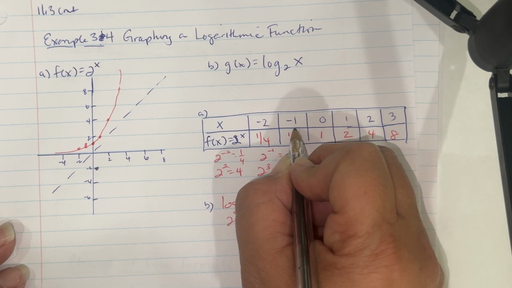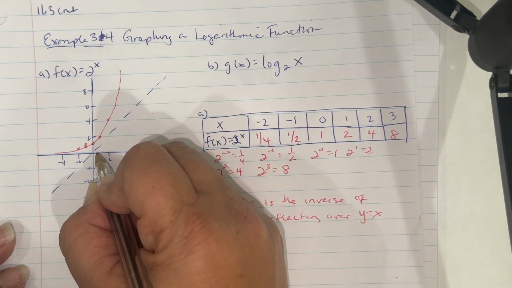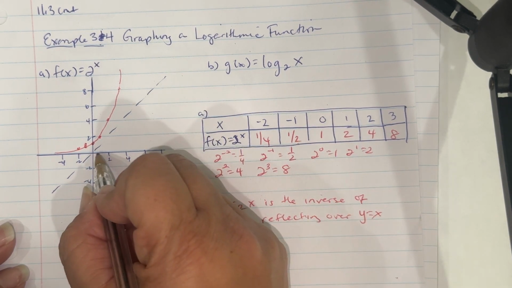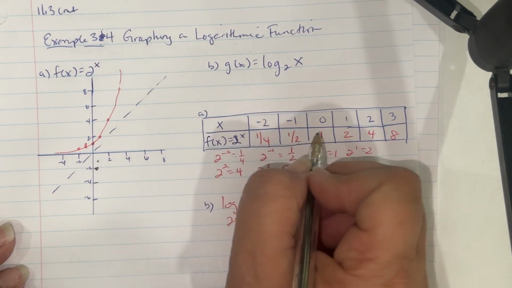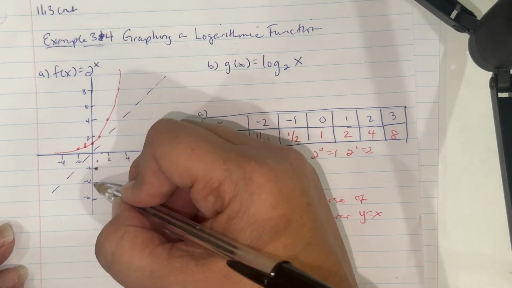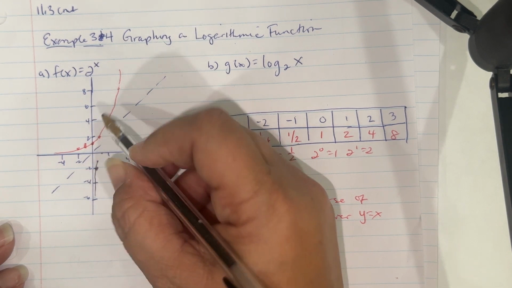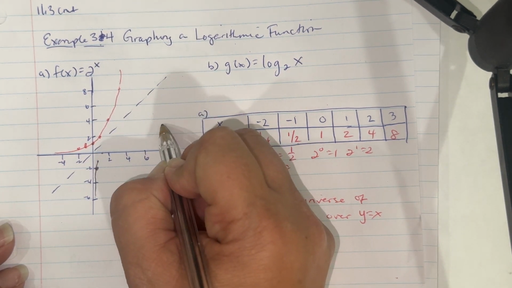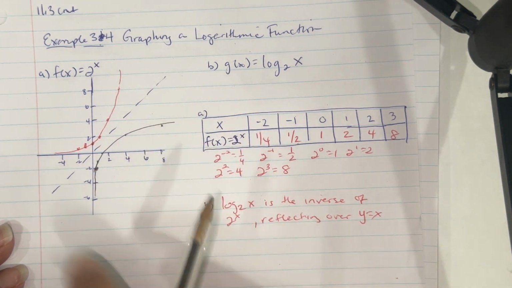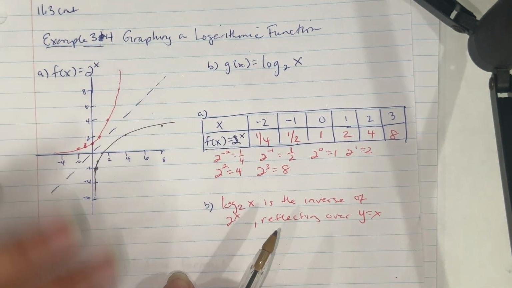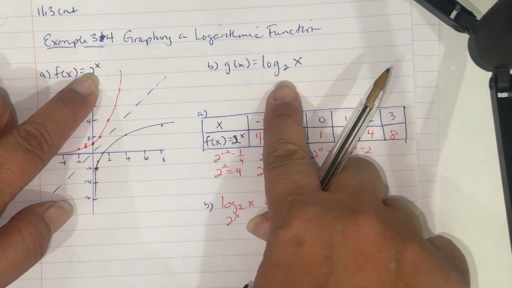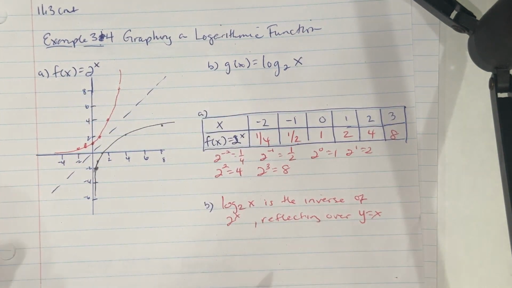When x is 1/2, we're at negative 1. When x is 1, we're at 0. So it's doing this. It is hugging the y line as a mirror image. Remember, f of x equals 2 to the x and log base 2 of x are inverse functions of each other.